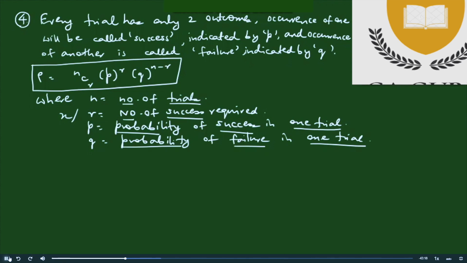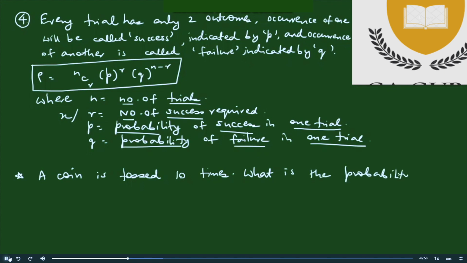Fourth condition, let me give you a simple example. A coin is tossed 10 times. What is the probability of getting 6 heads? So here N is the number of trials. N is 10. R is the number of successes required. Success is getting a head. So we need to know how many heads we need: 6 heads. R is equal to 6.